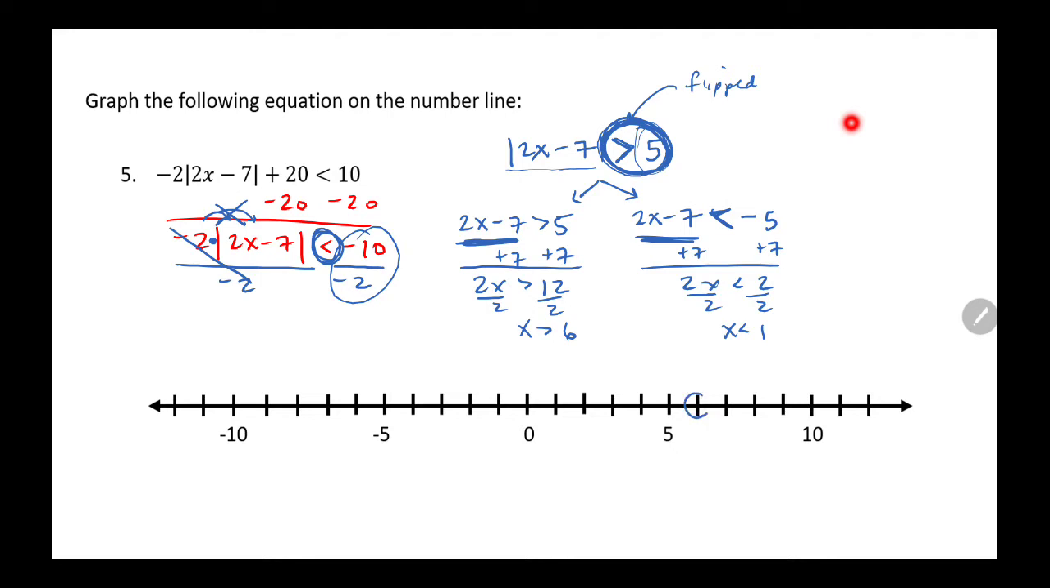So we got to put an open circle here because it doesn't say or equal to. And then x is less than 1. So here's my 1. And I'm going to shade in the direction indicated. So at 6, I'm greater than 6. That means I'm going to be to the right of 6. And look how this little inequality is kind of pointing you. If you think of it as an arrow, it's pointing to the right, like shade to the right.